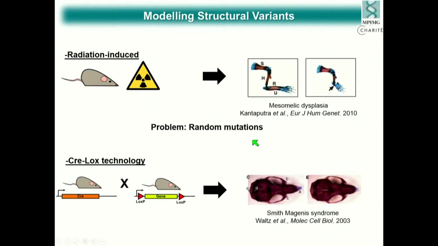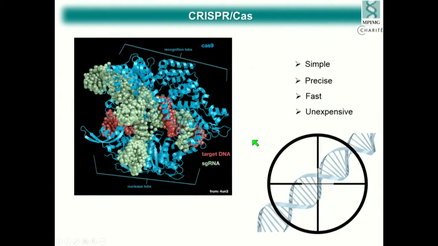However, this system is extremely time-consuming. You need to target the first loxP site, the second loxP site, cross the mouse with a Cre driver mouse, produce your line, find your animals, and so on and so forth. It's taking forever. But now, the revolution has come with the CRISPR-Cas technology.